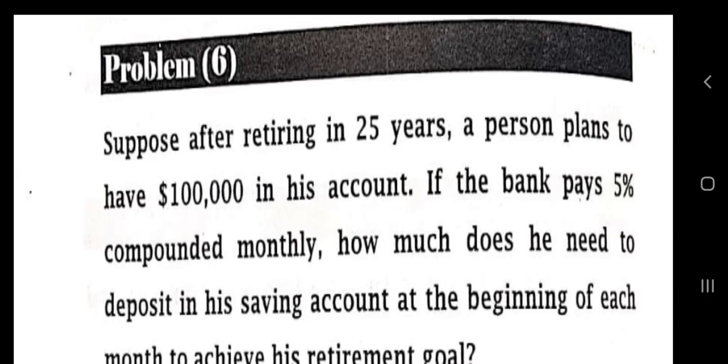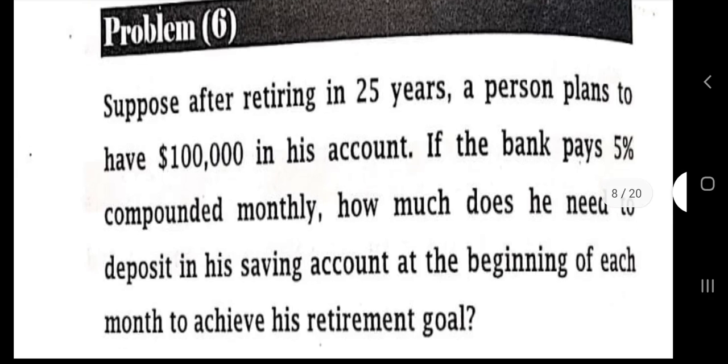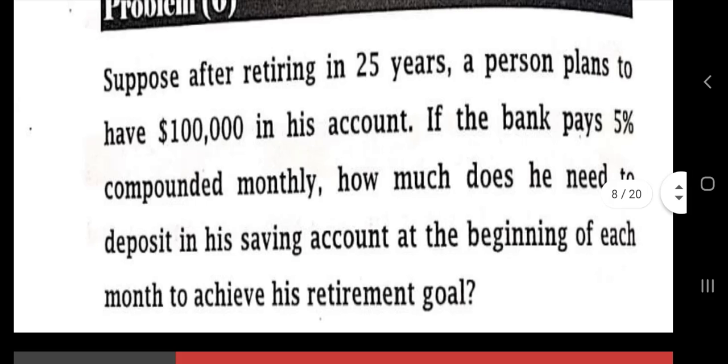Problem number 6. Suppose after retiring in 25 years a person plans to have $100,000 in his account if the bank pays 5% compounded monthly. How much does he need to deposit in his savings account at the beginning of each month to achieve his retirement goal? In our problem, S double dot sub n will be equal, how much does he need to deposit at the beginning of each month, so it is due.